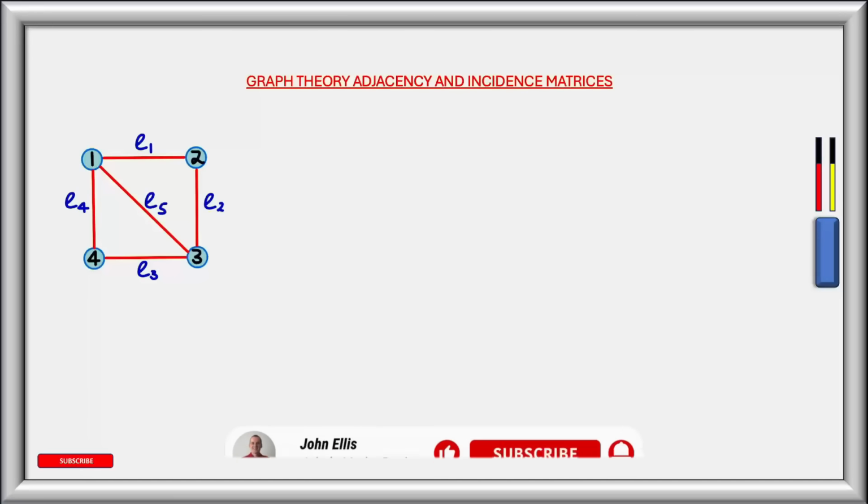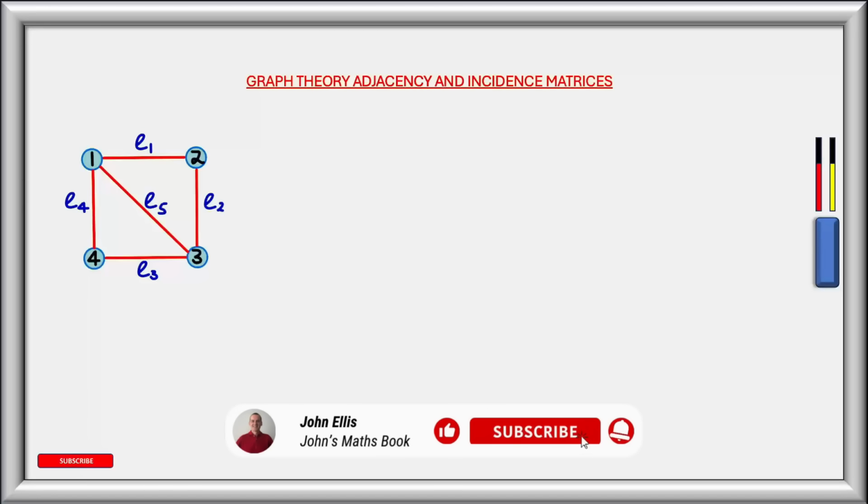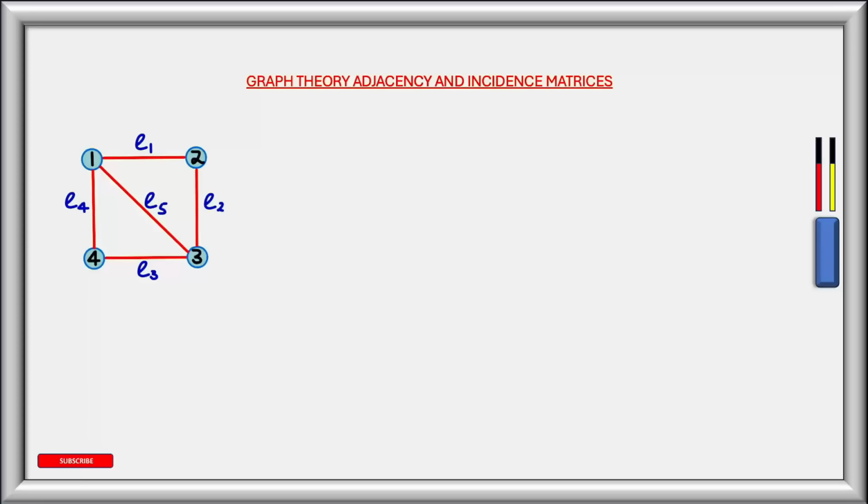In this video, we're looking at how we can represent the graph using matrices. While a visual diagram is great for us to look at, computers and algorithms need a more structured way to handle graph data. That's where the adjacency matrix and the incidence matrix come in.